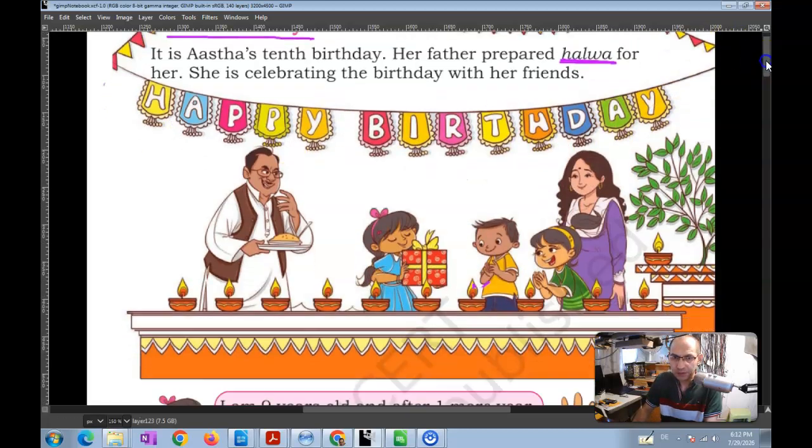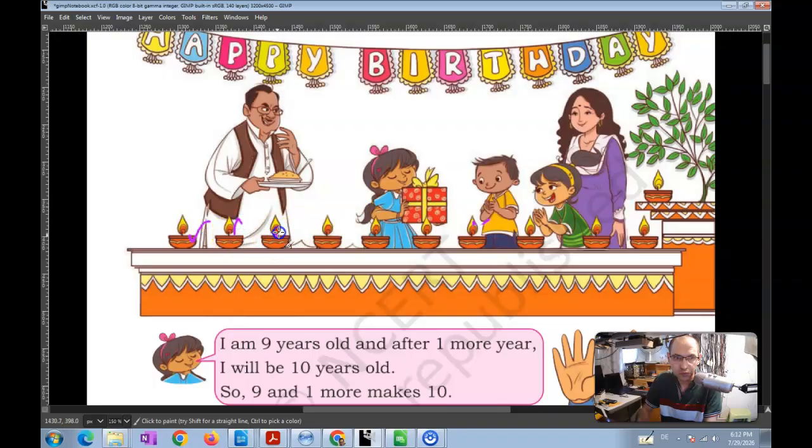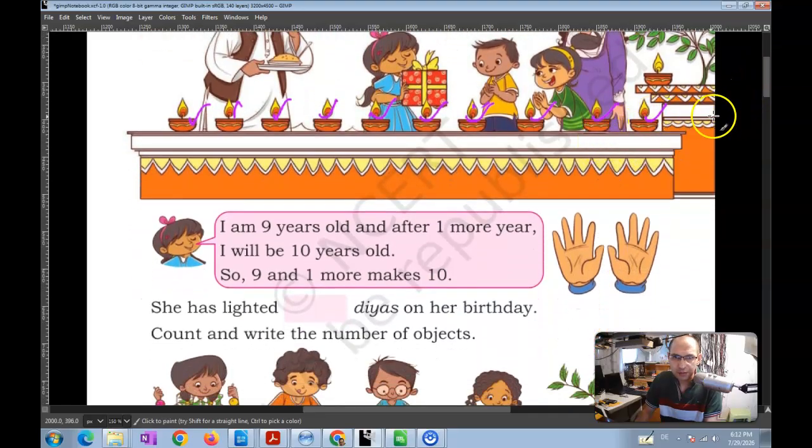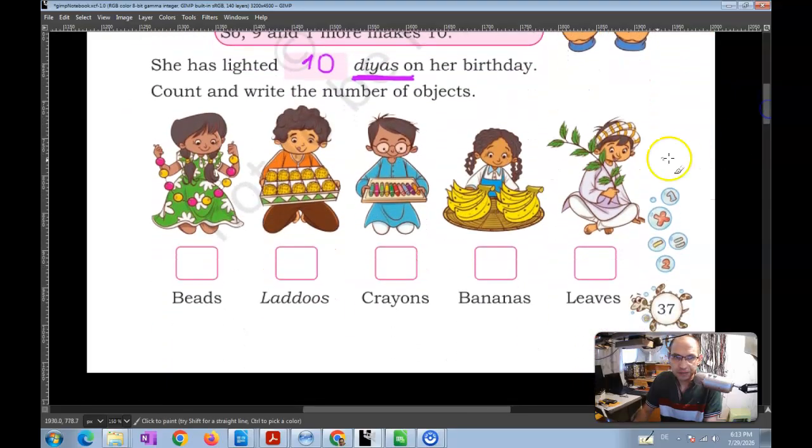So you see that, for example, over here we have 1, 2, 3, 4, 5, 6, 7, 8, 9, and 10 of these lamps. If you come across the word diya in this book, it's referring to these lamps. They are called diya in India. So she has lighted 10 diyas on her birthday. And so we have 1, 2, 3, 4, 5, 6, 7, 8, 9, and 10.